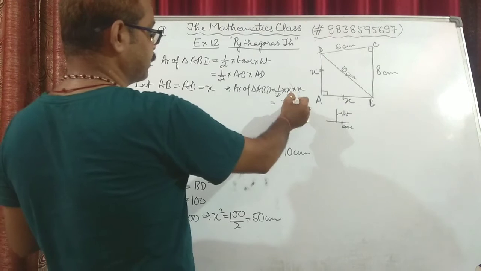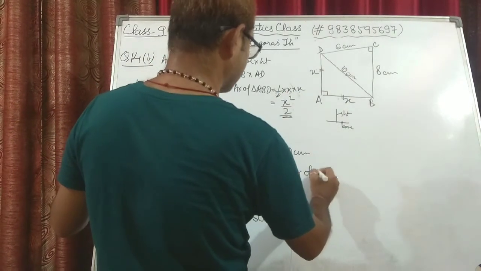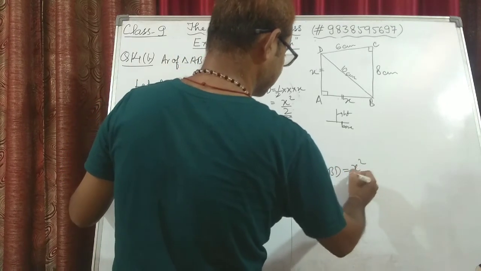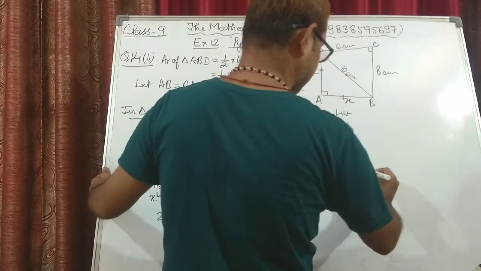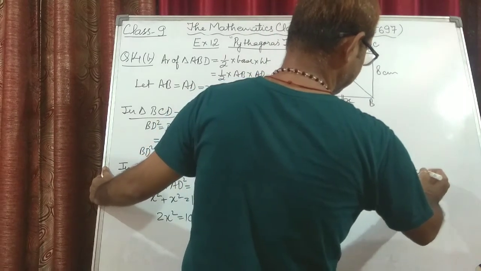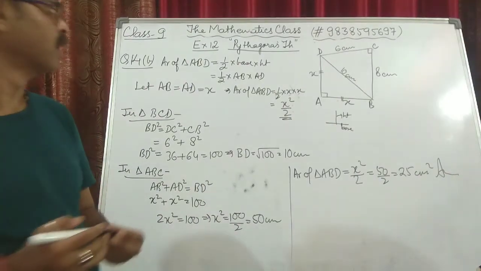And to find the area we need what? X square upon 2. So we can simply say area of triangle ABD is equal to x square upon 2, and x square is 50, so that can be written as 50 upon 2, that comes out to be 25 centimeters square. That is the final value.